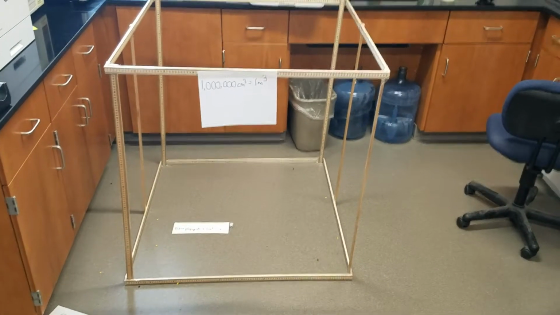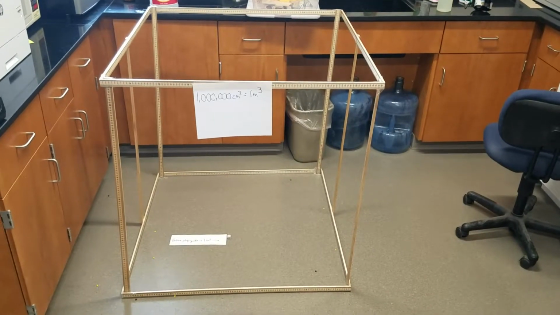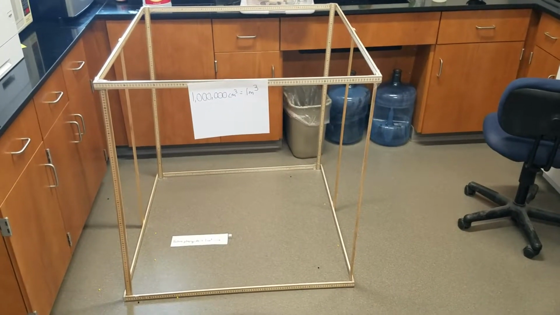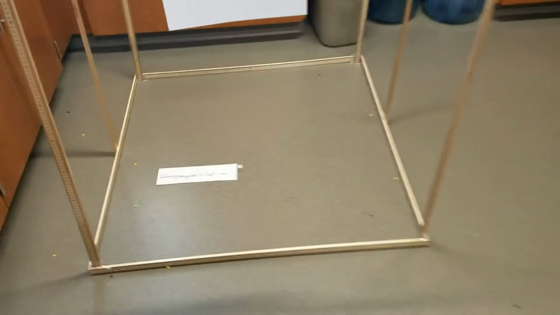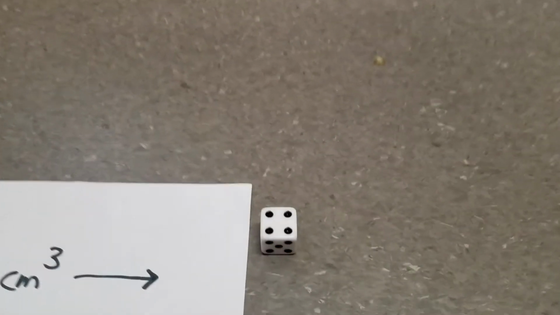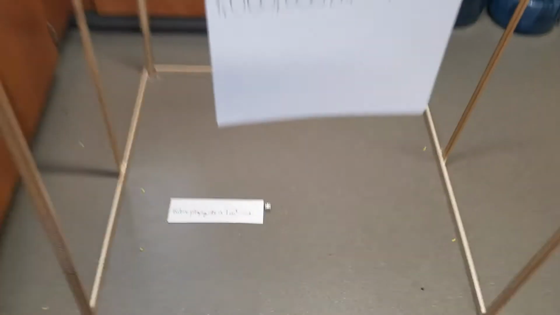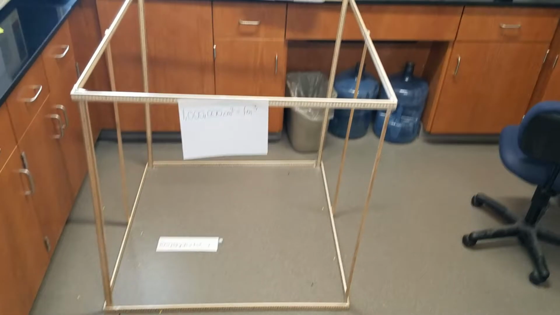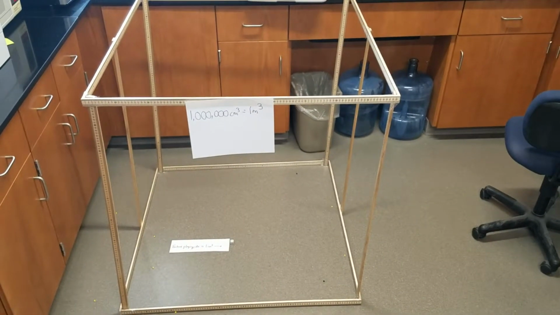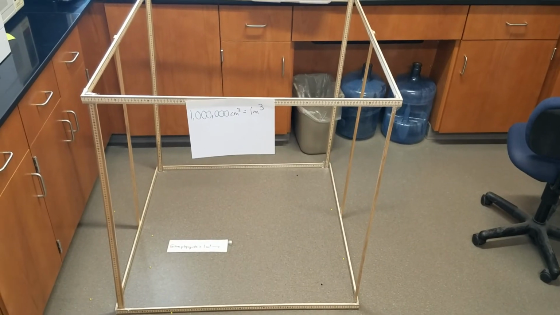So again, what I want you to take away from this: 100 centimeters cubed is not equal to 1 meter cubed. 1 centimeter cubed is this little die. 1 meter cubed is this giant box. It's going to take 1 million centimeters cubed to be equal to 1 meter cubed.